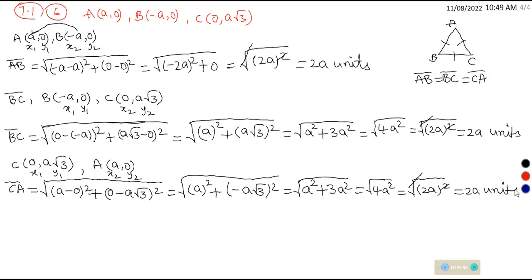If you observe here, we got all the three sides are equal. AB is equal to BC equal to CA, that is equal to 2a units. All the sides of a triangle are equal, then we can say that triangle is an equilateral triangle. Hence, A, B, C are the vertices of an equilateral triangle.